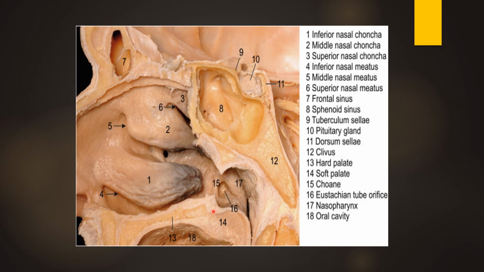This is the hard palate forming the floor of the nasal cavity. This is the sphenoidal air sinus. This is the hypophysis cerebri, and this is the frontal sinus over here. So this is how the conchae and the meatuses look in the cadaver.